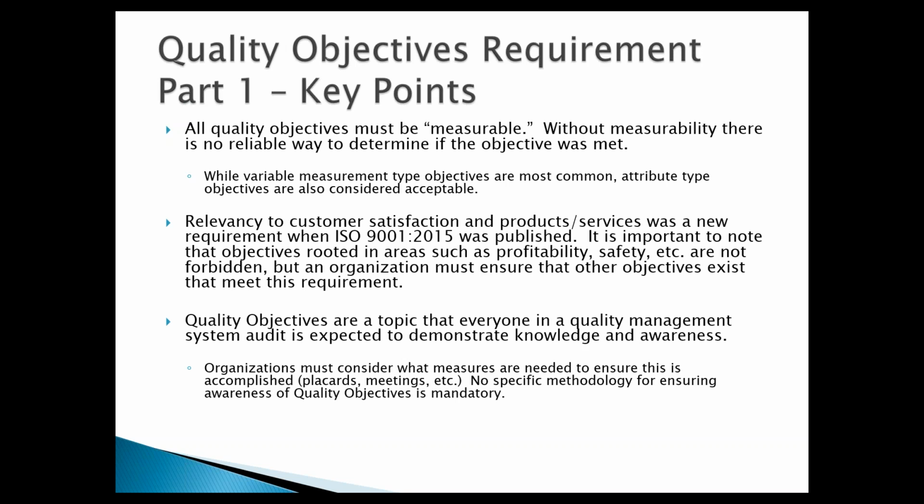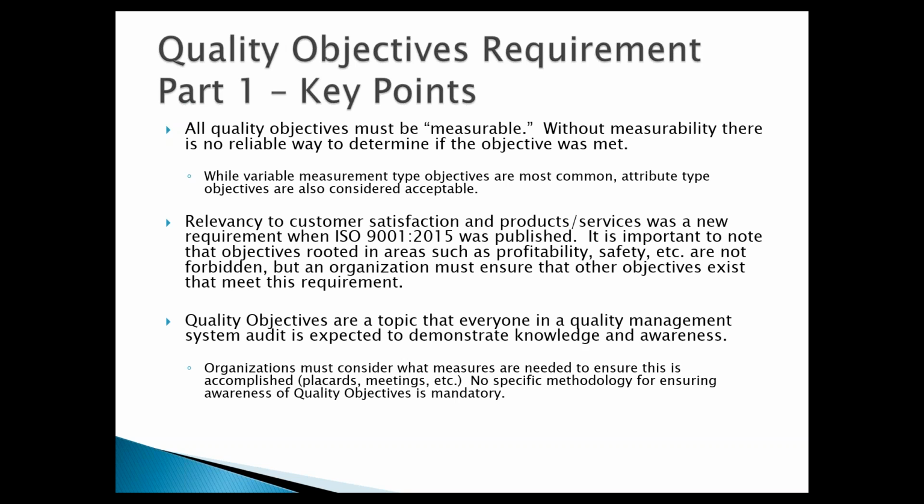Obviously, they're not going to be as common as a variable type measurement. So with a variable type measurement, we say, okay, we want to have 98% on-time delivery. Well, that's something that you can measure, and you'll either get close to it or you'll exceed it, things of that nature.